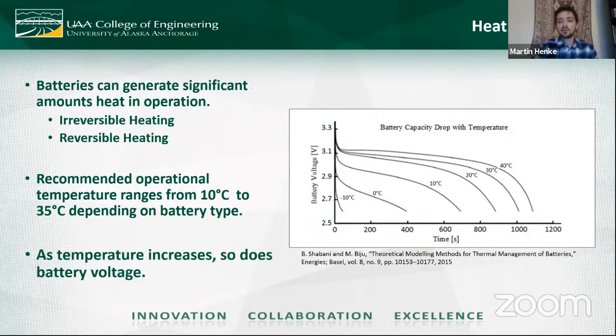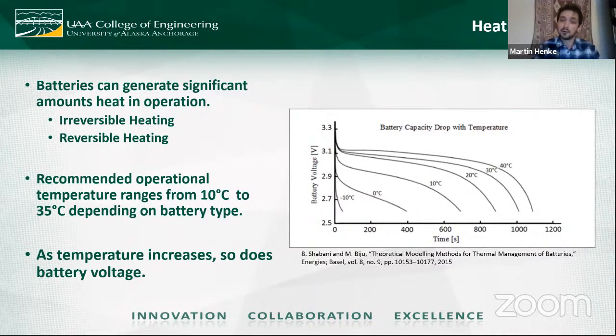And what's interesting is as temperature increases, so does battery voltage and the battery performance. If you're looking at this figure here, you'll notice that these are discharge curves for a lithium ion cell discharging at, I believe, 3 coulombs. And as it discharges for different temperatures, you see an increased voltage as temperature increases. And so really the performance of this battery is increasing with temperature.